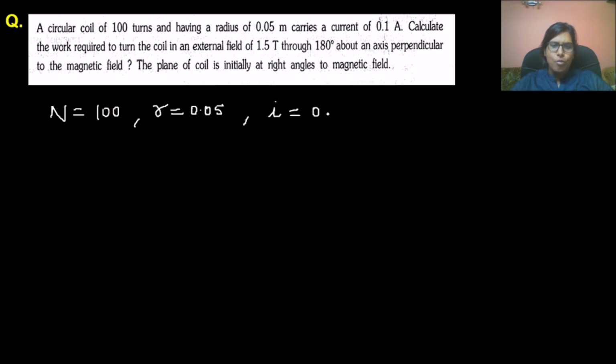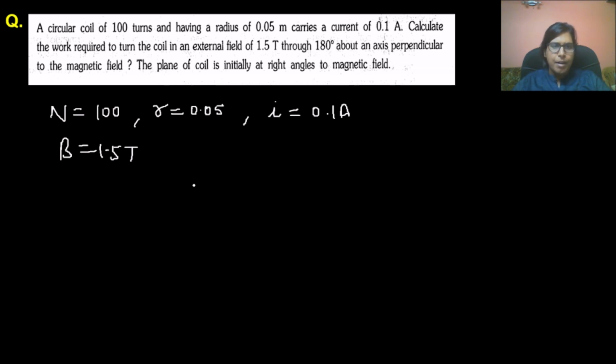I will be 0.1 ampere. Calculate the work required to turn the coil in an external field, which is given as 1.5 Tesla, through 180 degrees about an axis perpendicular to the magnetic field.